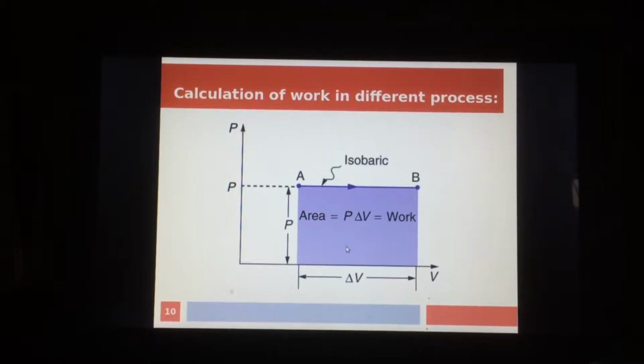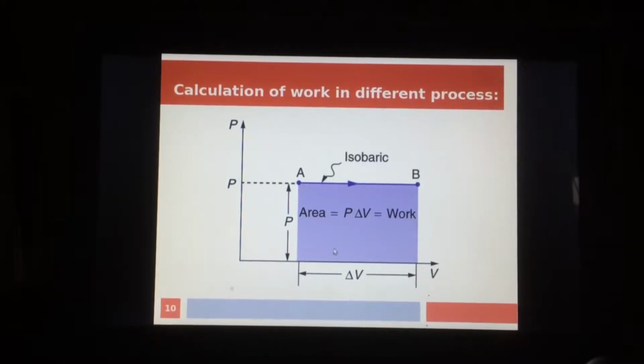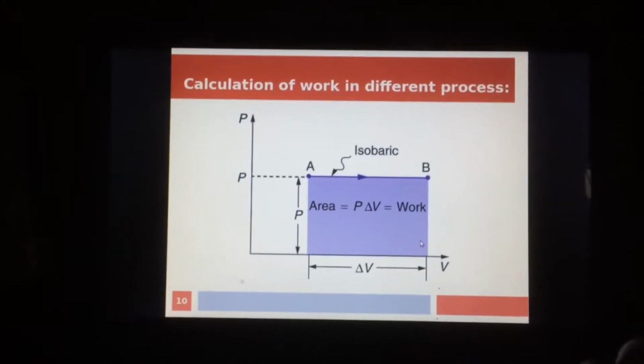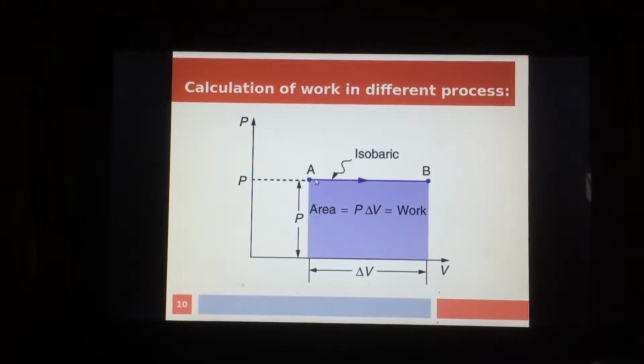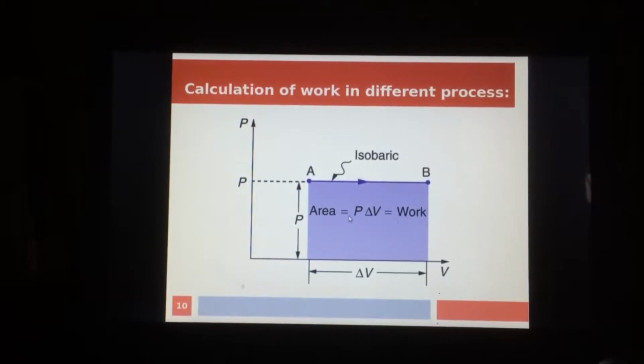So, if we want to calculate the area, it is this multiplied by this, that is length into breadth. So, the area will give me P into dV, constant pressure into change in volume, which will give us the work.